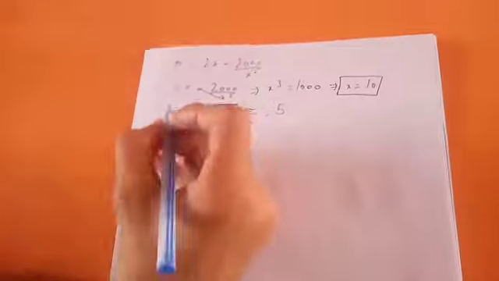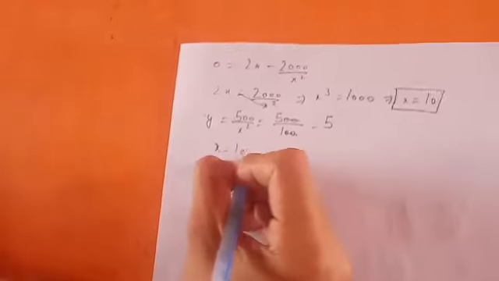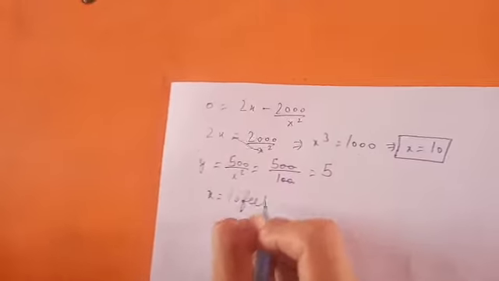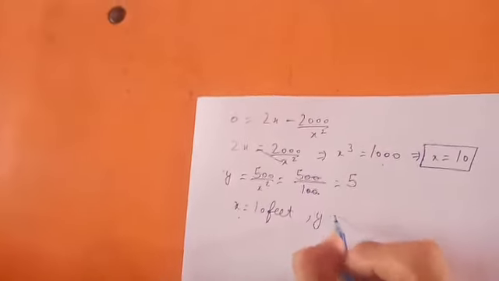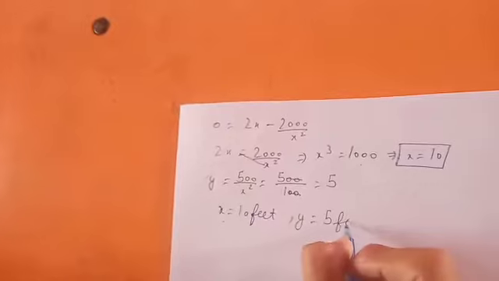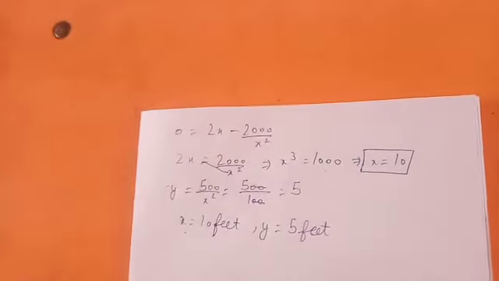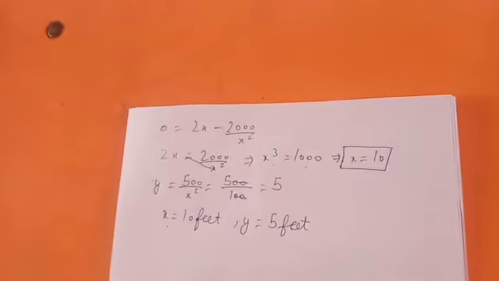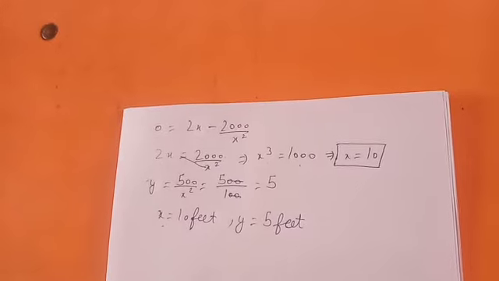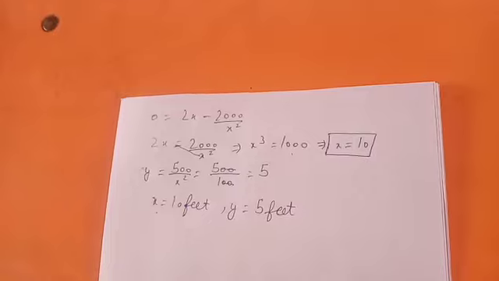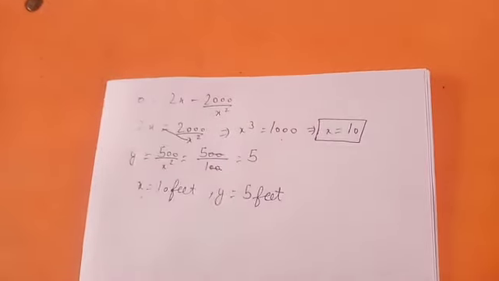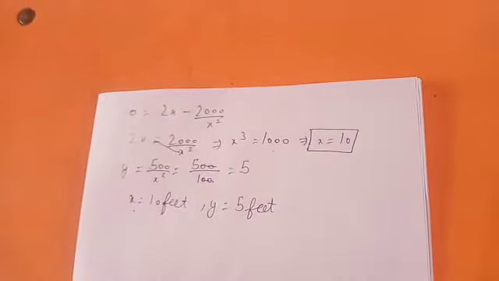So x is equal to 10 feet, that is its length as well as breadth, and its height is 5 feet. Now we have to check whether this surface area will be minimum, because if the surface area is minimum, the cost of lining it will also be minimum.